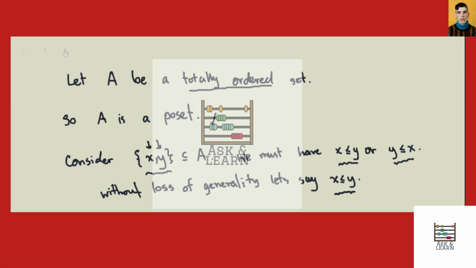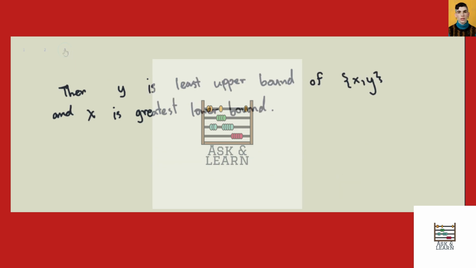Just renaming things. Now I'm going to claim that Y will be the least upper bound and X will be the greatest lower bound of this pair. Why? Well, first, Y is an upper bound. This is clear, because Y is greater than X and Y is greater than or equal to itself. So Y is definitely an upper bound.